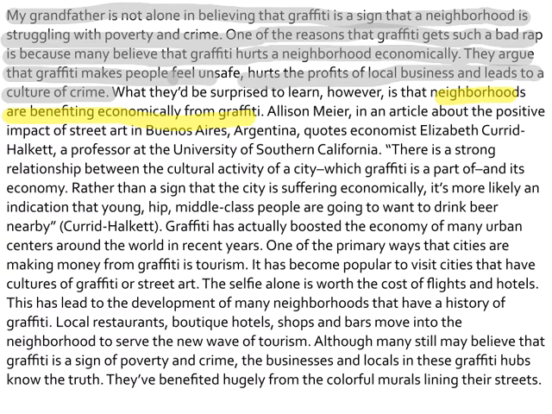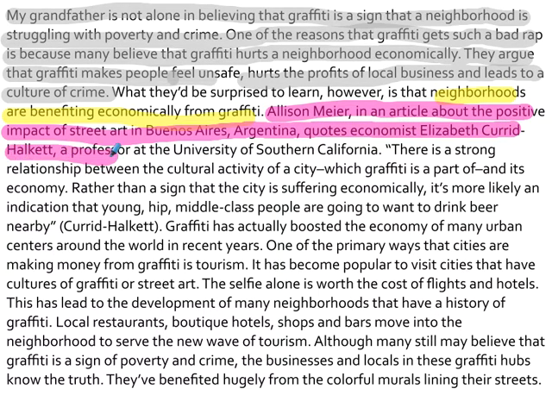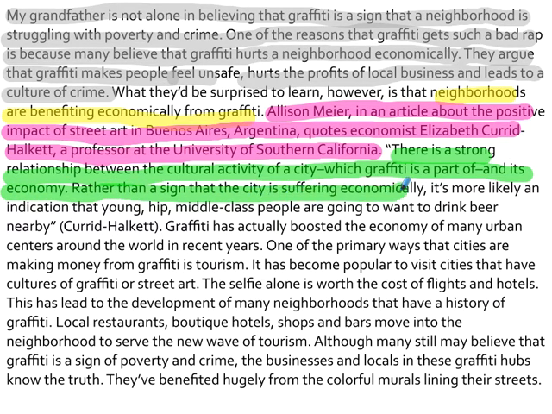So now here I'm going to introduce my evidence. Alison Meyer, in an article about the positive impact of street art in Buenos Aires, Argentina, quotes economist Elizabeth Currid Halkett, a professor at the University of Southern California. "There's a strong relationship between the cultural activity of a city, which graffiti is a part of, and its economy. Rather than a sign that a city is suffering economically, it's more likely an indication that a young, hip, middle class people are going to want to drink beer nearby."